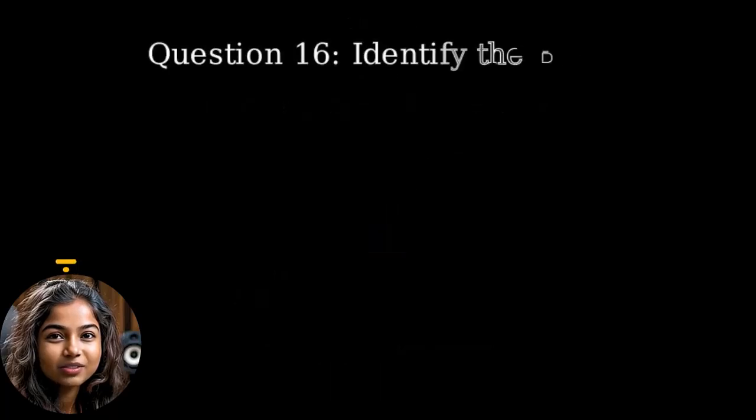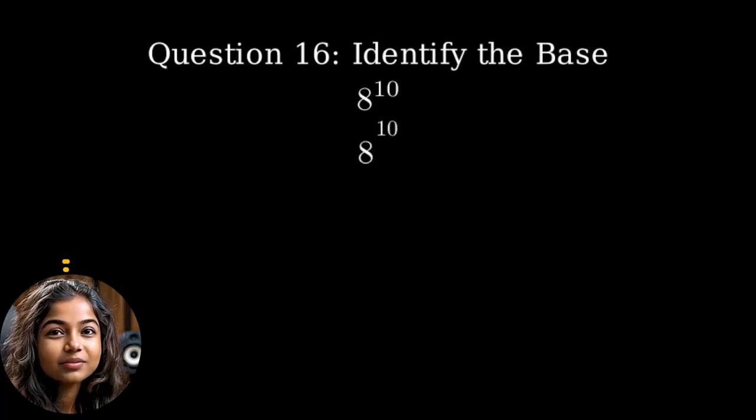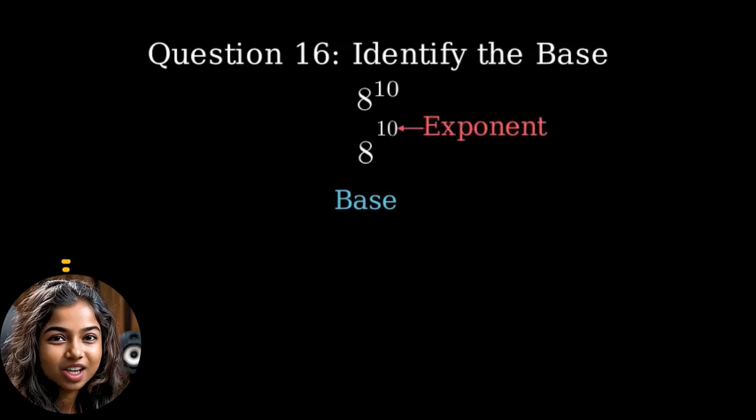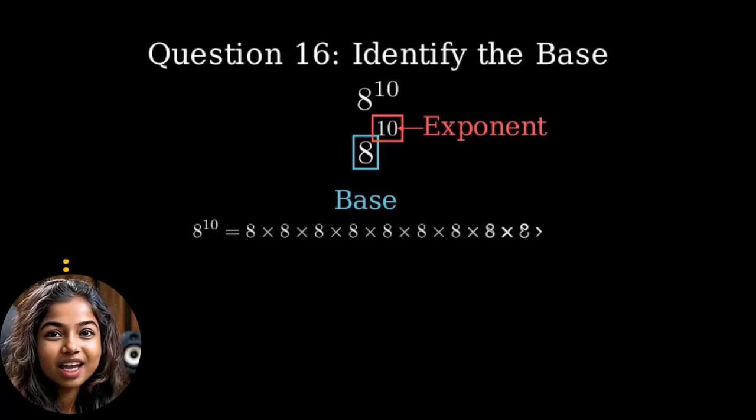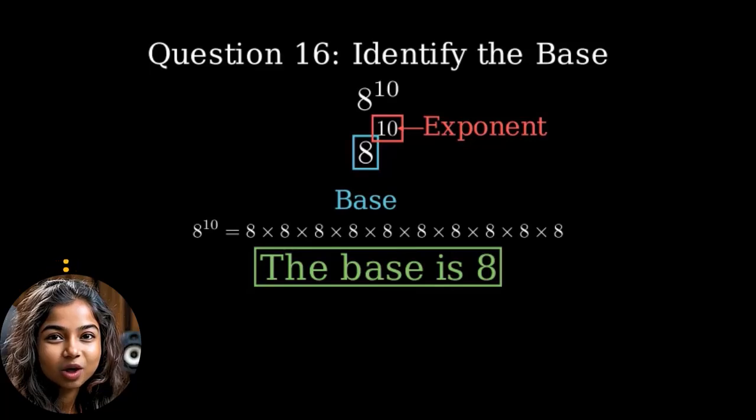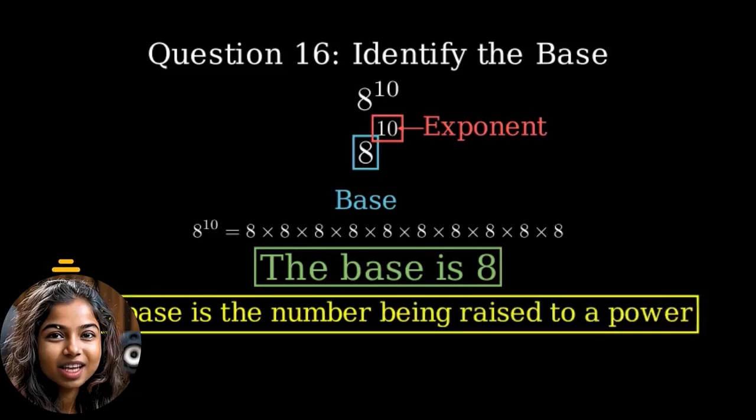Let's solve question 16. Identify the base in the expression 8 to the 10th power. Let's break down what we're looking at. In any exponential expression, we have two main parts, the base and the exponent. The base is the number that is being multiplied by itself. The exponent tells us how many times to multiply the base by itself. In this expression, 8 is the base because it's the number being multiplied by itself 10 times. Therefore, the base in the expression 8 to the 10th power is 8. To verify this, remember, the base is always the number that's being raised to a power.